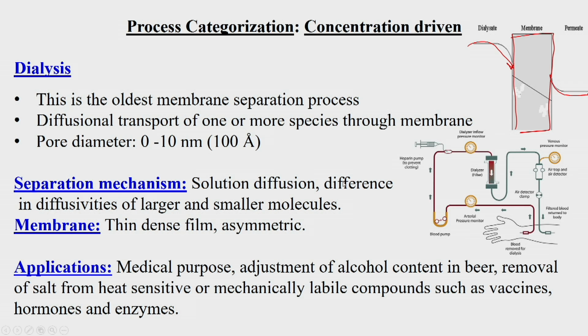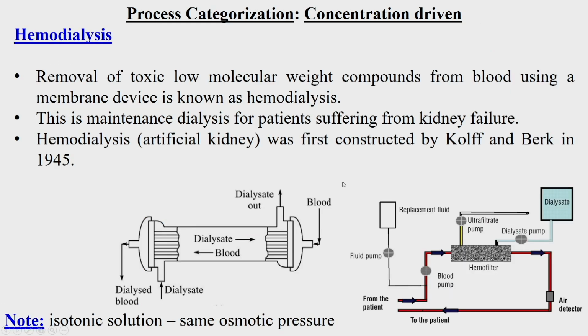Okay. Then the other concentration driven membrane separation process is hemodialysis. Using hemodialysis, the toxic low molecular weight compounds are removed from the blood using a membrane device known as a hemodialyzer. So, the schematic of the hemodialysis is like this. This is similar to that of a shell and tube heat exchanger.